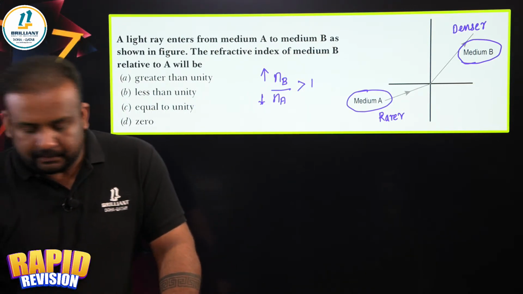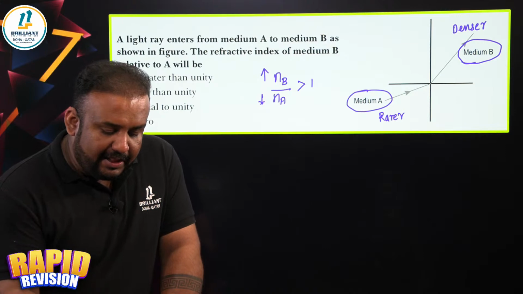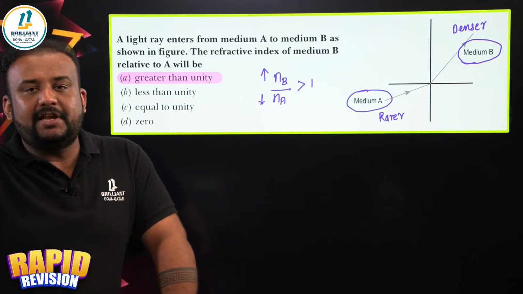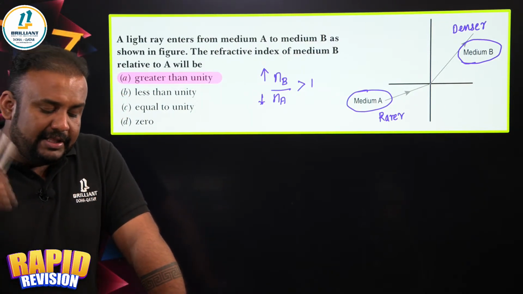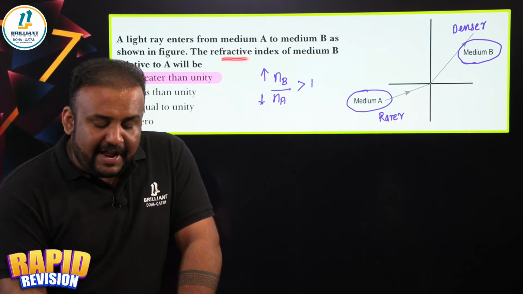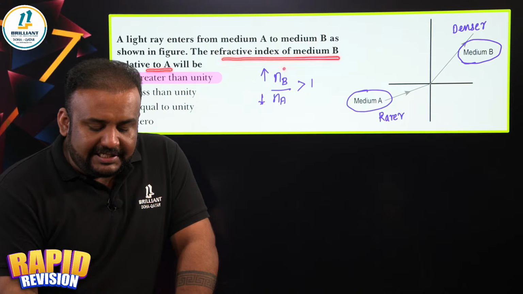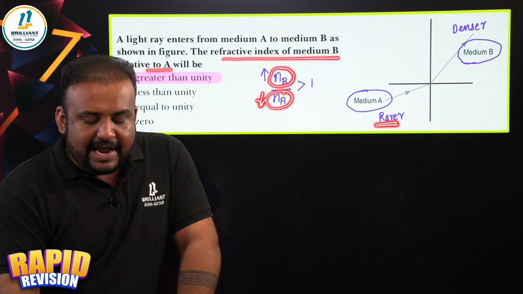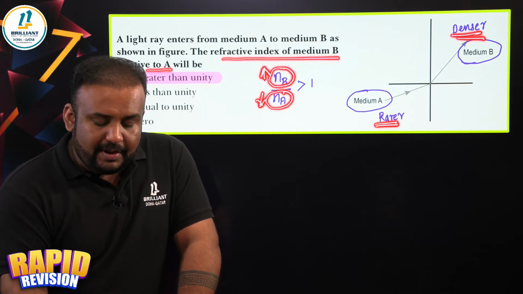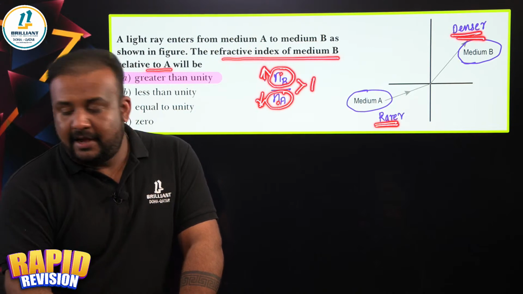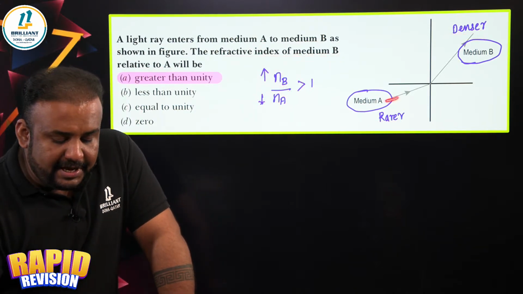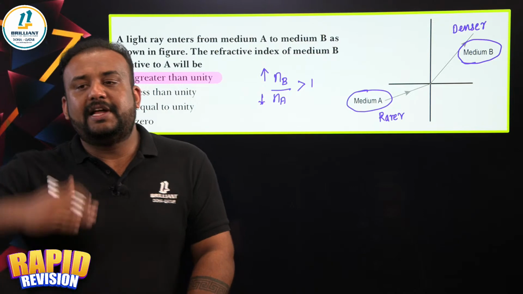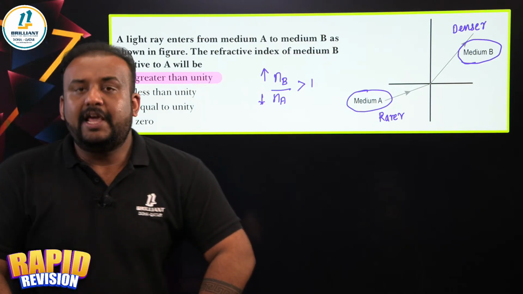Is that clear to all? It will be greater than unity. All of you understood that? Whoever is denser will have more refractive index. Whoever is rarer will have less refractive index. And they asked the refractive index of B relative to A. That means NB by NA. So NA is rarer, which means its refractive index is less. NB is denser, which means it is more. So more by less. So it will definitely be greater than 1. Clear? Please see here, this ray is bending towards the normal. So that's why we concluded that it is rarer to denser. Clear, right?